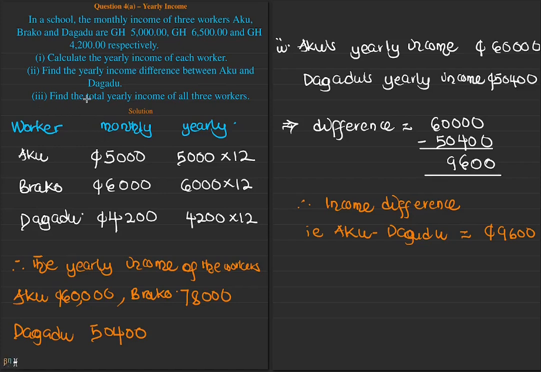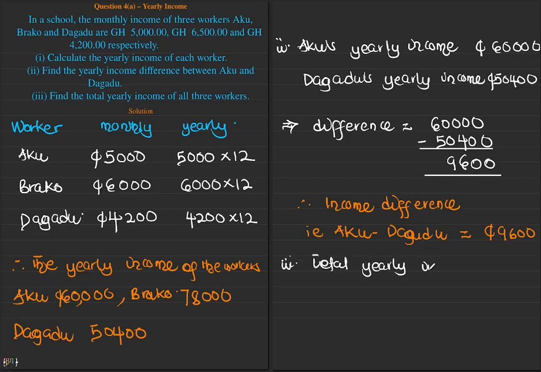Then comes the last part of the question. It says we should find the total yearly income of all three workers. If you want the total yearly income, then we are going to simply add the yearly income of all the three workers.